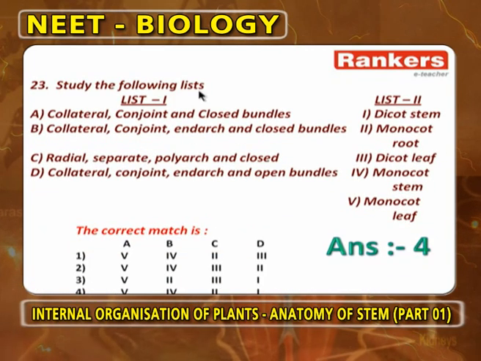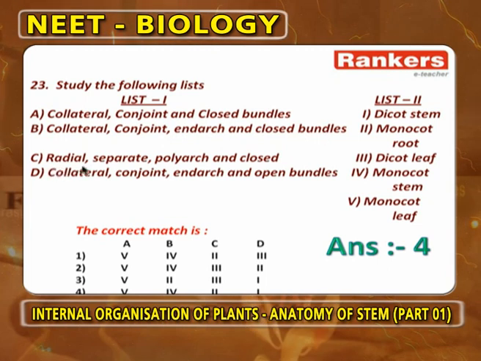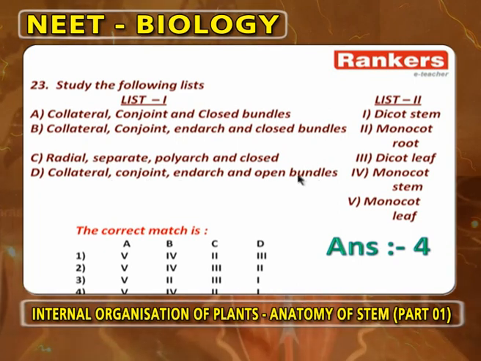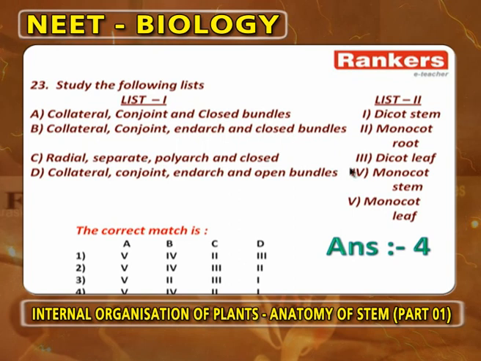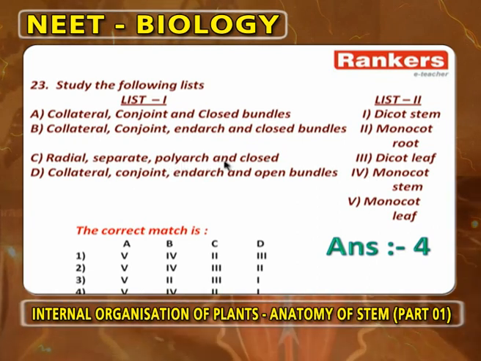Study the following table and identify the correct match. Collateral conjoint closed vascular bundles, collateral conjoint endarch closed vascular bundles, radial separate polyarch vascular bundles and collateral conjoint endarch and open vascular bundles. For this, the answer is A5. Collateral conjoint closed vascular bundles are found in monocot leaf. B4. Collateral conjoint endarch closed vascular bundles are found in monocot stem. Radial separate polyarch vascular bundles are found in monocot root. So, second option.